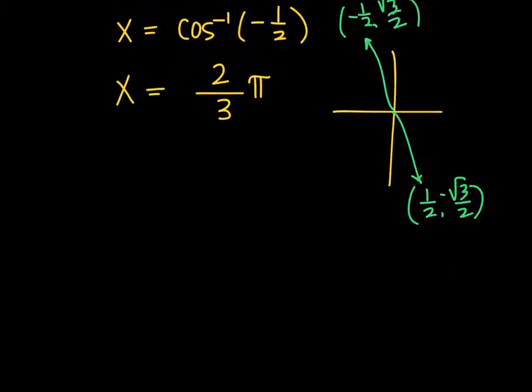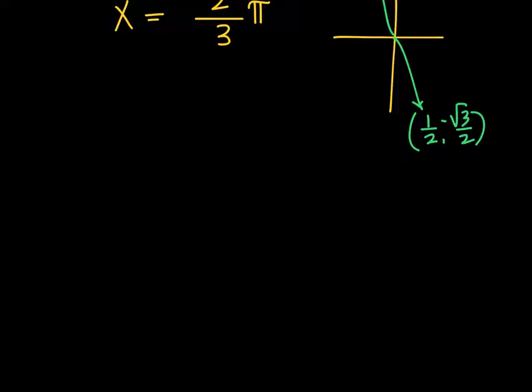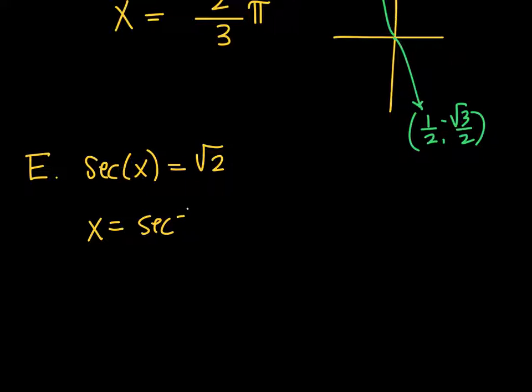All right, last example, and we're done for the week. Okay, example E. Secant of x is rad 2. So to finish it up, we're going to use the inverse. So secant of x, inverse of rad 2 over 2.